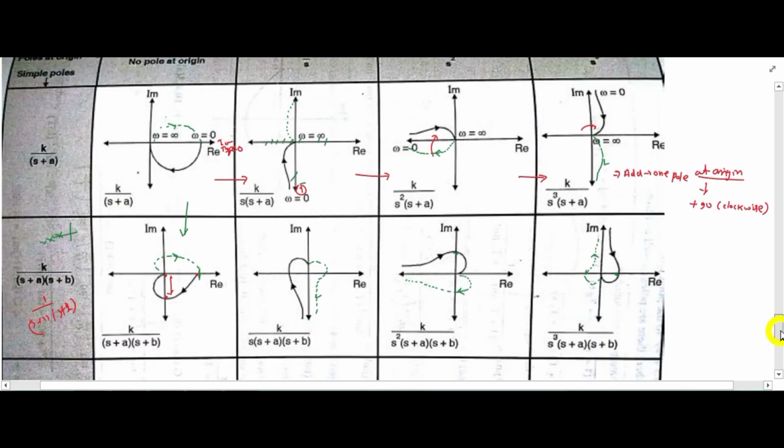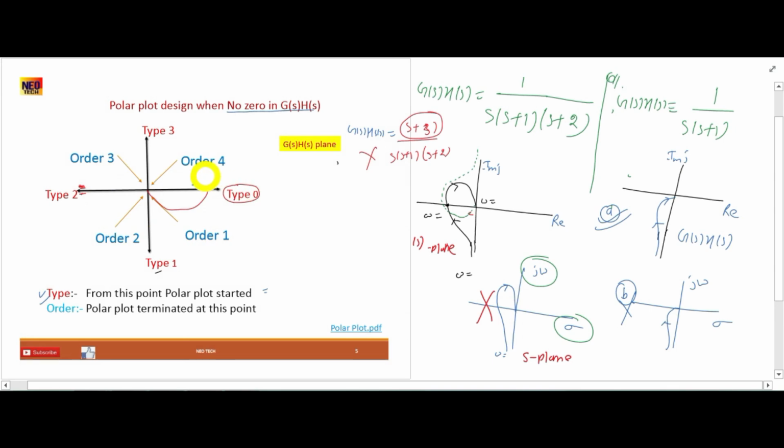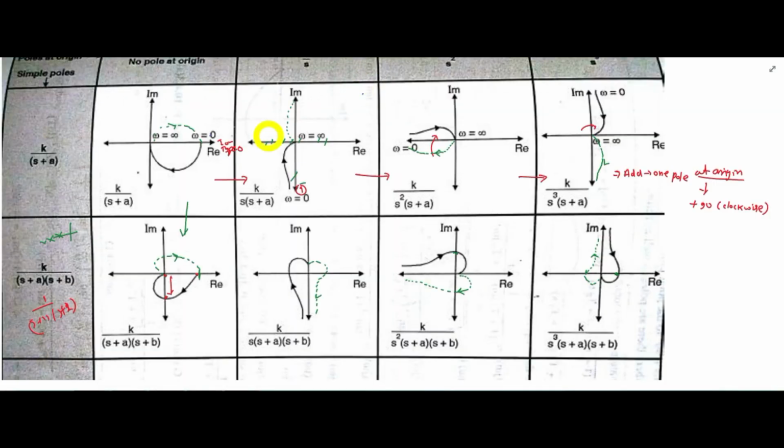Okay. Easily we can see how type and order of the system is important for calculation of the polar plot, and this slide is very important here. If you know this part, then you can easily solve this type of problems. In coming lectures, I am going to discuss some problems based on this concept.